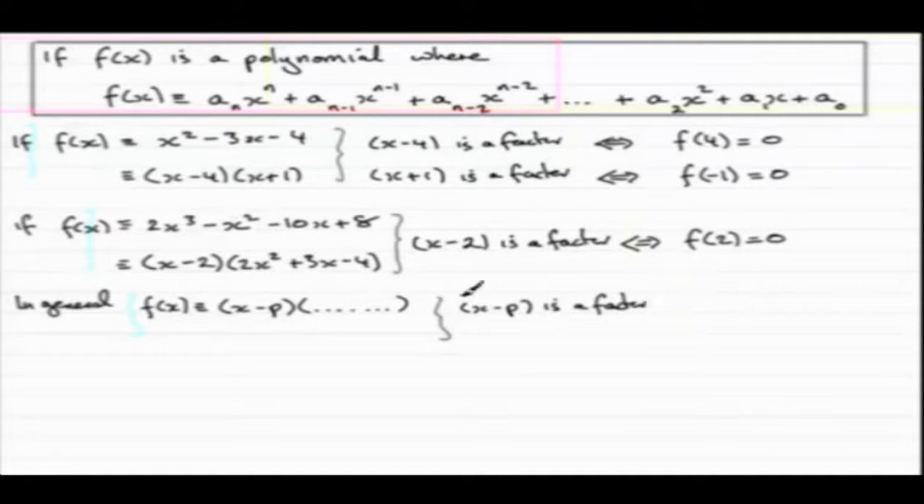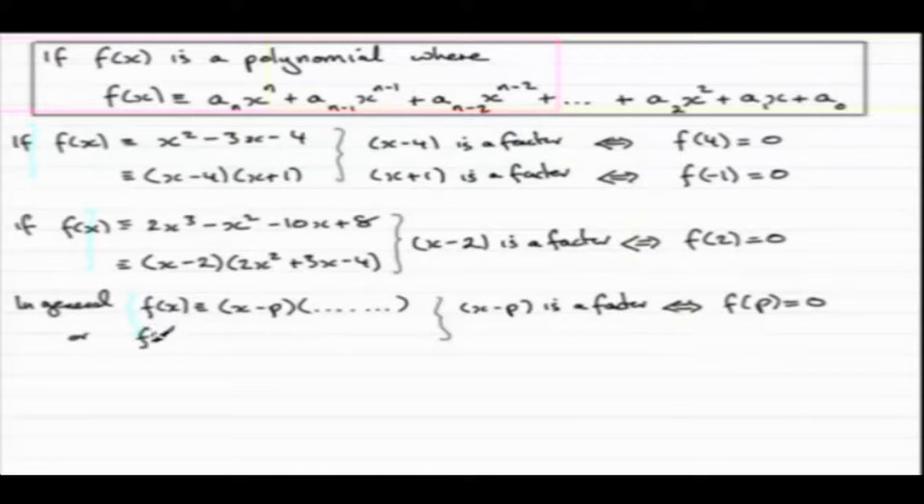And if we let x equal p, then p minus p is 0. 0 times anything will be 0. So it follows that f of p would give us 0. And if f of p equals 0, it follows that x minus p must have been a linear factor of f of x. And we can take this a little further.